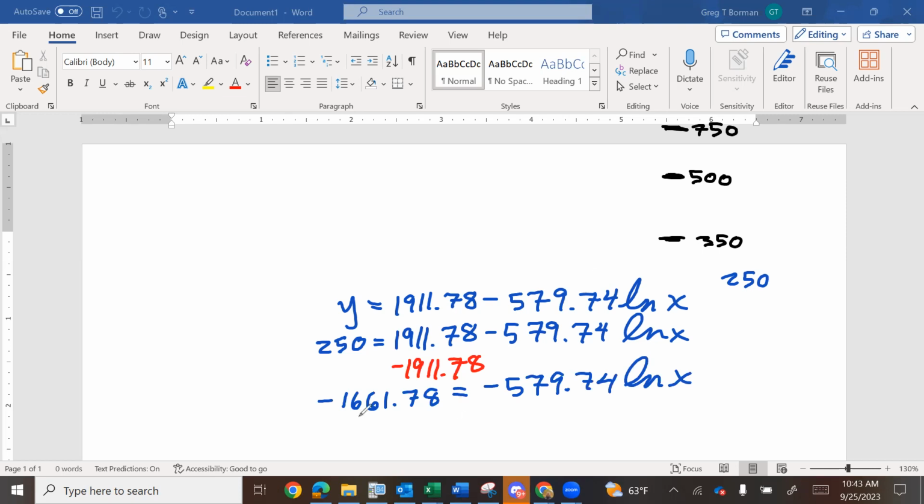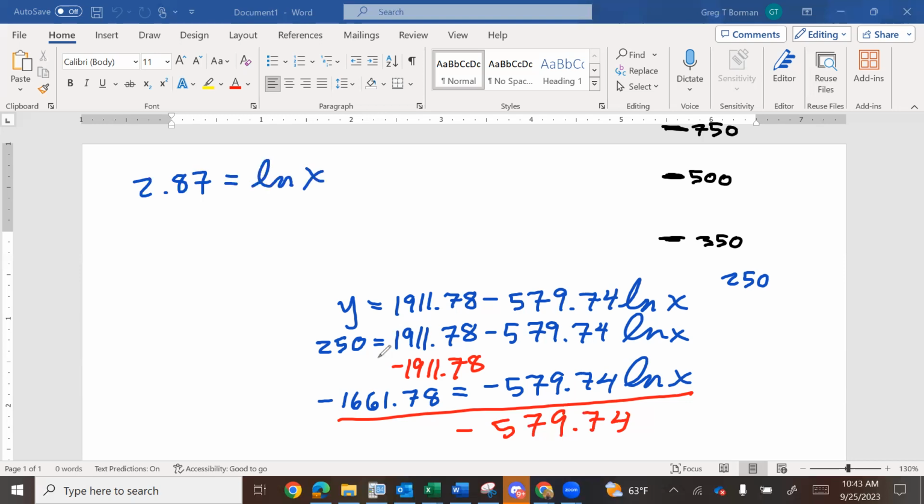All right, so now I'm going to divide both sides by negative 579.74. Okay, that's super cool. Okay, calculator time. So divide by negative 579.74. Okay, and I get 2.87-ish equals ln of x. And now I'm going to do e to the 2.87 equals x.